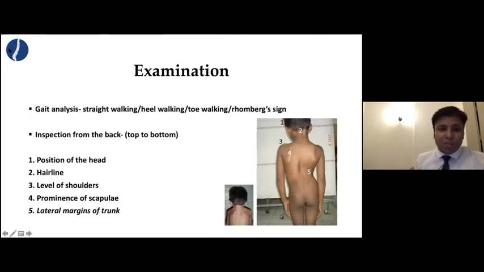You start with inspection from the back, head to toe. Comment on the position of the head. Comment on the hairline. Low hairline is seen in Klippel-Feil deformity. Look at the level of shoulders. Look at the prominence of scapulae. Look at the lateral margins of the trunk. Are they asymmetrical? All these have to be noted down in the correct order.